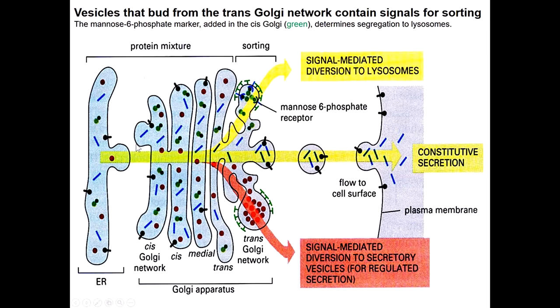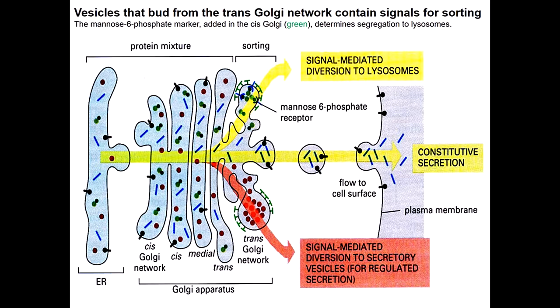Sometimes, as these vesicles are formed and the proteins pass through the various stacks of the Golgi, we get the addition of a mannose-6-phosphate marker, which is this little green dot. So in the cis-Golgi network, the addition of a mannose-6-phosphate marker to a protein will cause that protein to be segregated into a lysosome. So the mannose-6-phosphate marker is a marker for segregation into lysosomes, and we'll talk about that a little bit more. Otherwise, if there isn't a mannose-6-phosphate, then the vesicles will possibly be secreted from the cell.